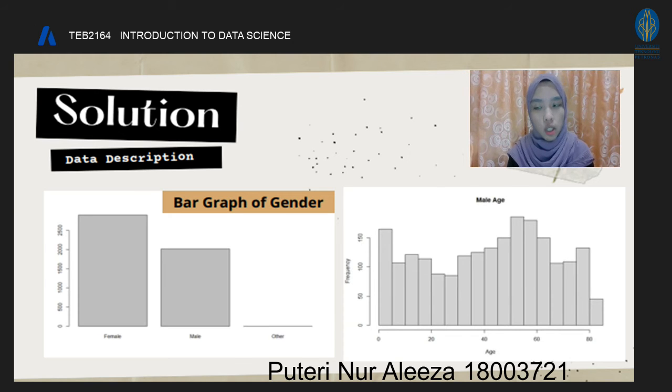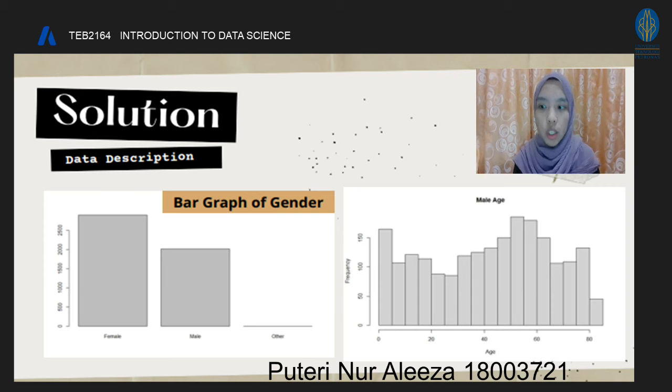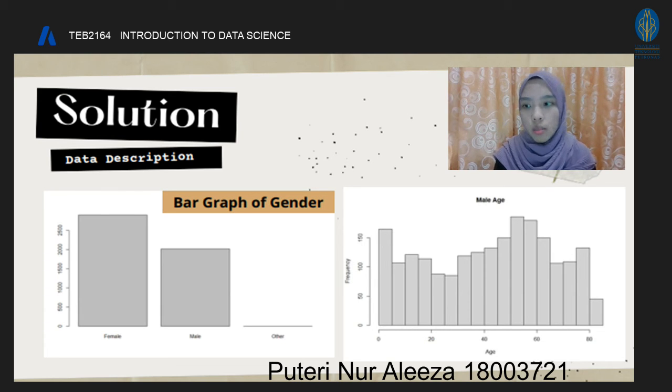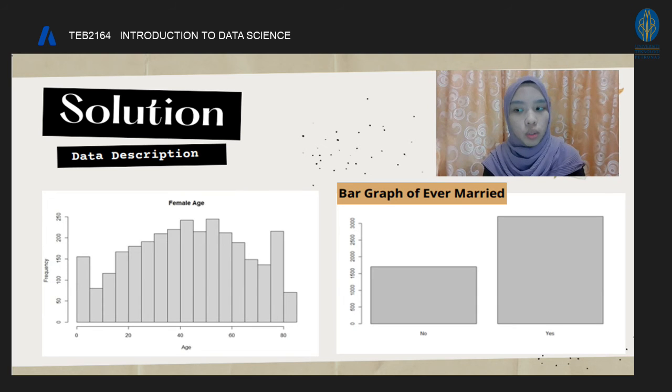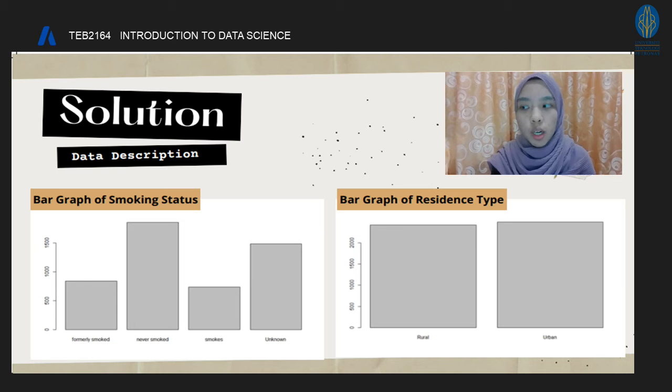In the bar graph of gender, we get stroke is between 40 years old until 60 years old. And the third graph is for female. The frequency of female age to get stroke is between 40 to 60 years old. And the fourth graph is the bar graph of ever married, which shows that most of the stroke people are married. So the next graph is a bar graph of smoking status.